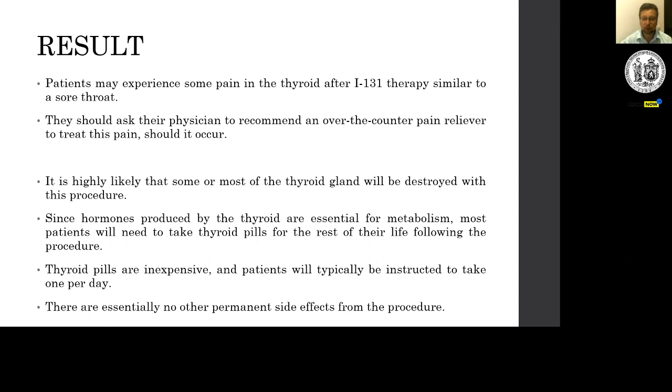Since hormones produced by the thyroid gland are essential for metabolism, most patients will need to take thyroid pills for the rest of their life following the procedure. It means that they will be on hormone replacement therapy till the end of their life. Thyroid pills are inexpensive, and patients will typically be instructed to take one per day, and there are essentially no other permanent side effects from the procedure.